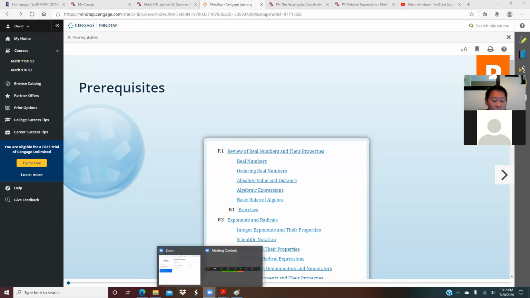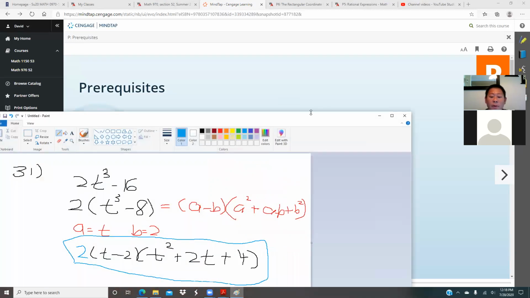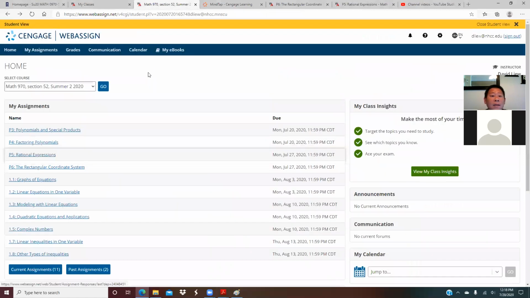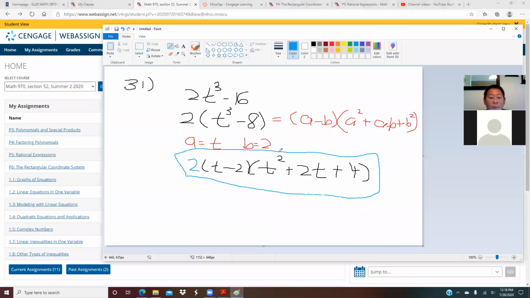Adam Lee is asking why A is t and B is 2. Because the formula that we use here requires perfect cubes. So the reason why this is A and 2 is because it has to be a perfect cube, meaning multiplied by itself 3 times. So A in this case is t cubed and B is 2.